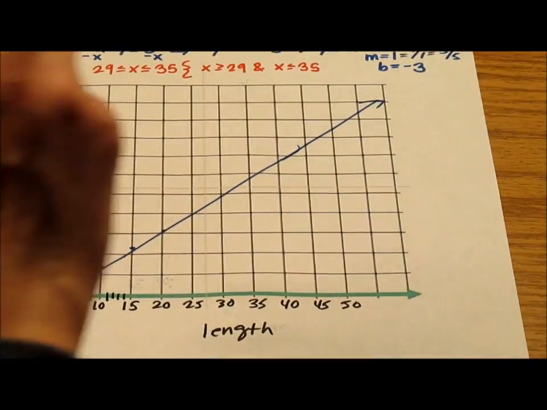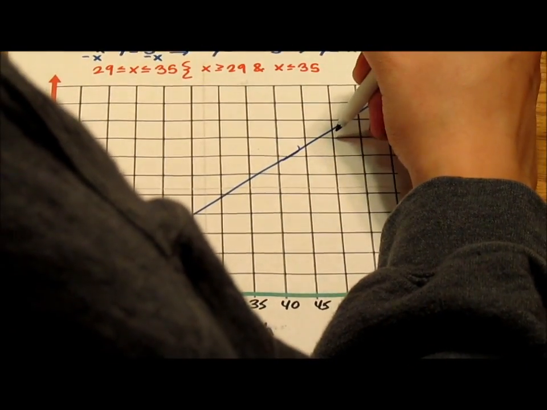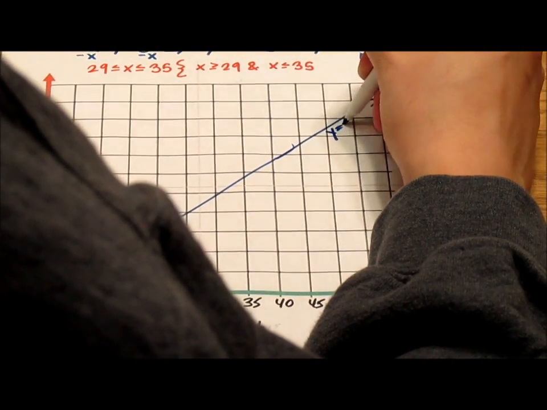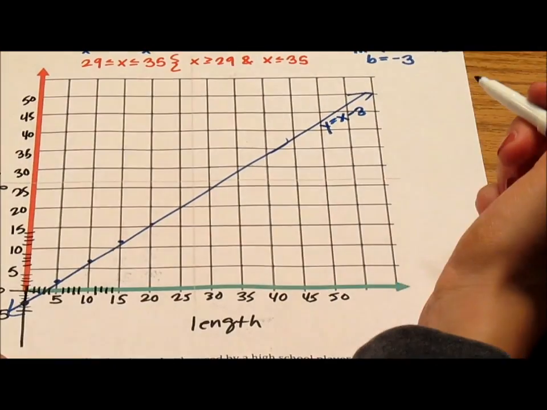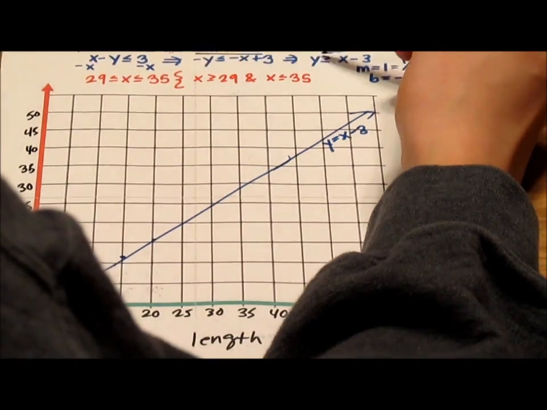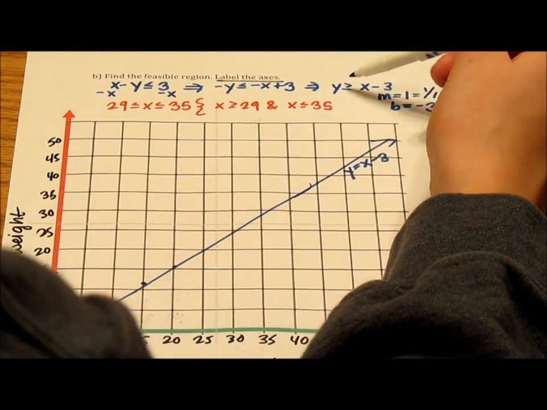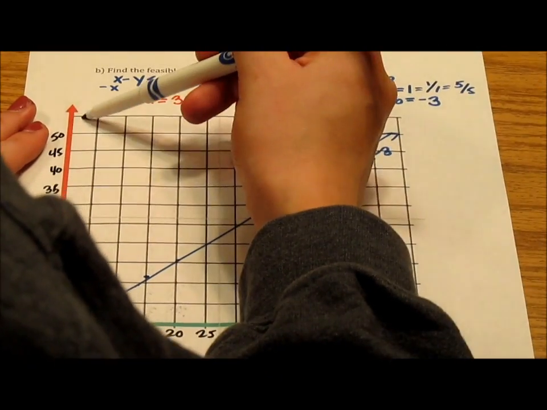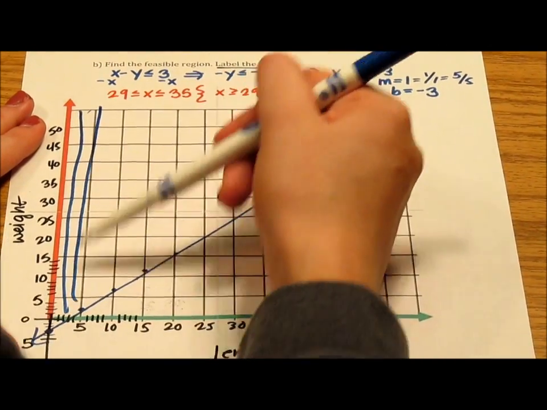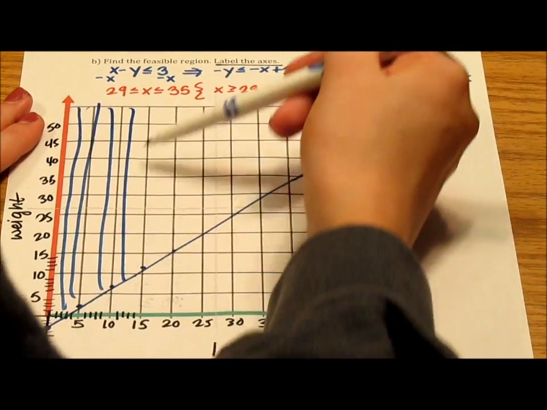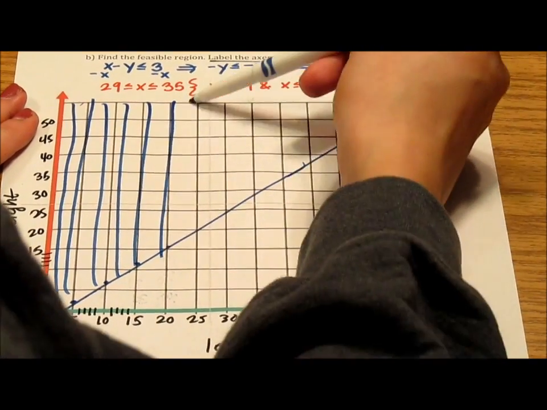All right, so now I'm going to label my line before I move on. So y is equal to x minus 3. And then, of course, I have to do my shading, and it's greater than. Greater than means shading above, less than means shading below. So greater than means I shade above, everywhere above that line.